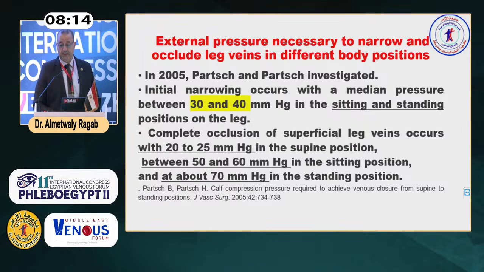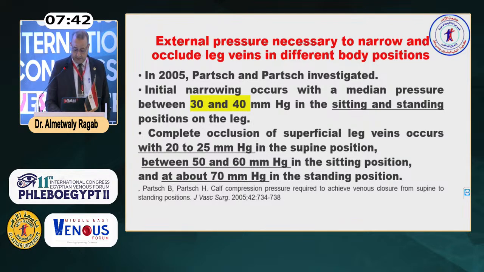What is the external pressure necessary to narrow or occlude the leg vein in different body positions? In 2005, Partsch investigated that and found that narrowing occurs with a median pressure between 30 and 40 millimeters of mercury in the sitting and standing positions on the leg. Complete occlusion of superficial leg veins occurs when the pressure is from 20 to 25 millimeters of mercury in the supine position, between 50 and 60 in the sitting position, and about 70 millimeters of mercury in the standing position.